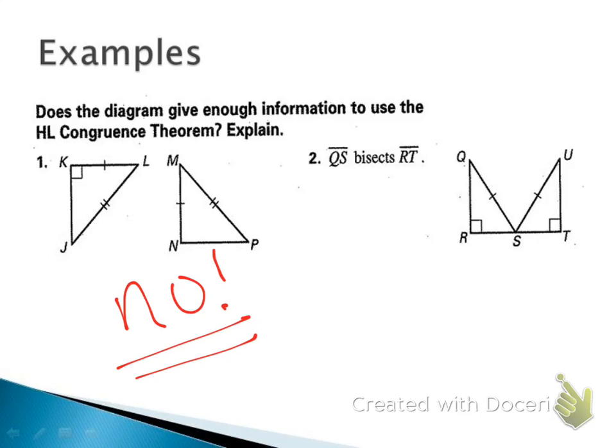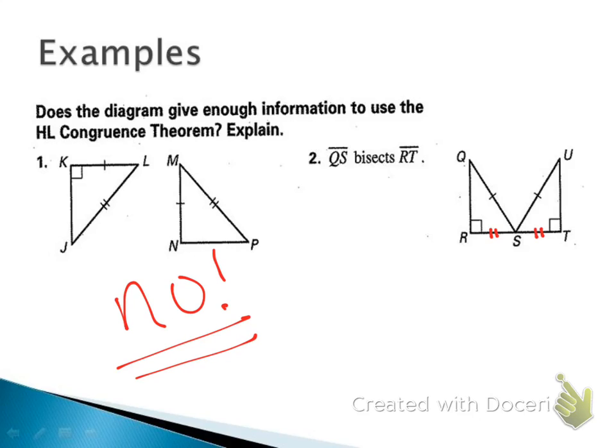Alright, let's move on to number 2. It says in the directions that QS, so that's this segment right here, bisects RT. What does it mean to bisect? When something's bisected, what's created? Yeah, 2. Bi means 2. So if it bisects, it actually makes 2 parts that are equal. So each side of that long segment is going to be congruent. So RS and ST are congruent, and I know that's because of this information right here.